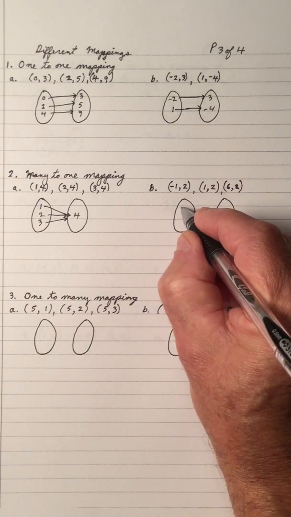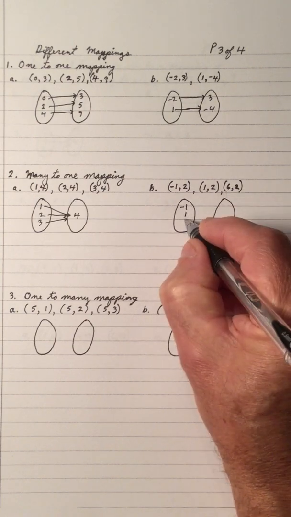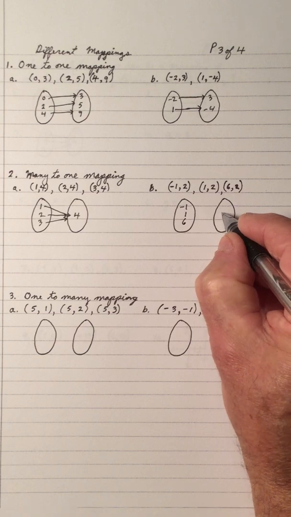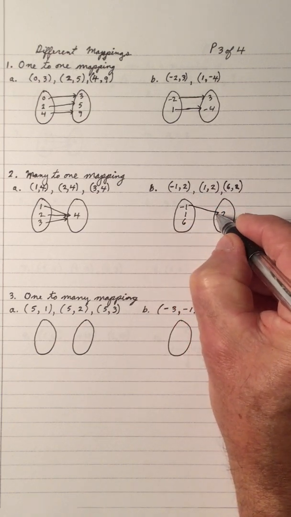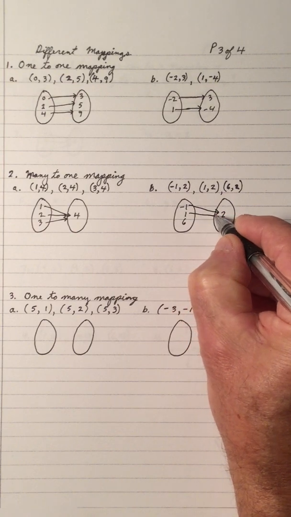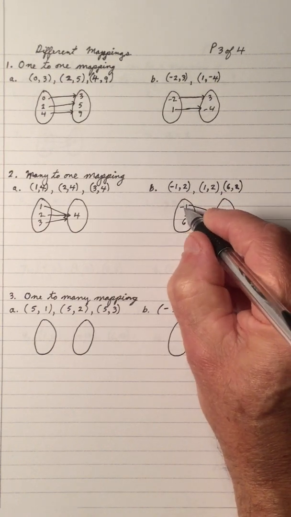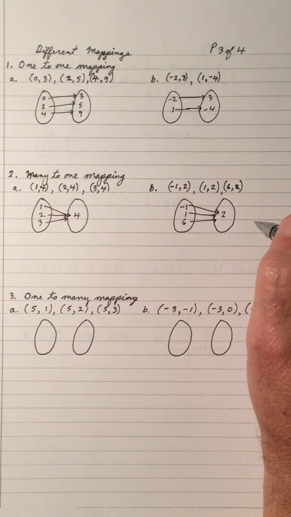We have a negative 1, we have a 1, and we have a 6. That's the x, and we consider this to be the y. So that's a 2. So negative 1 goes to 2, 1 goes to 2, and 6 goes to 2. So again, many of the x's are mapped to only one y. Think of it that way.